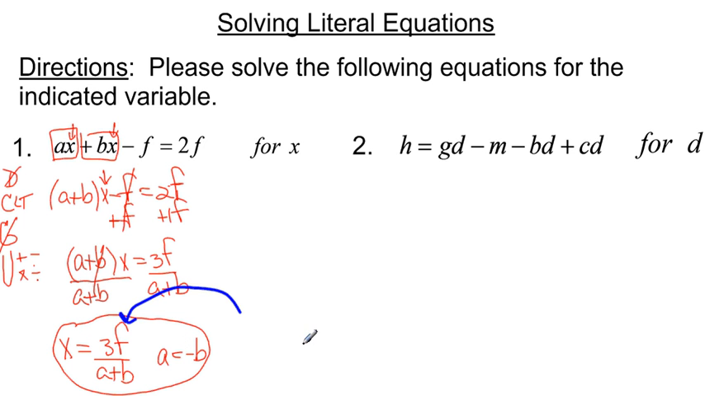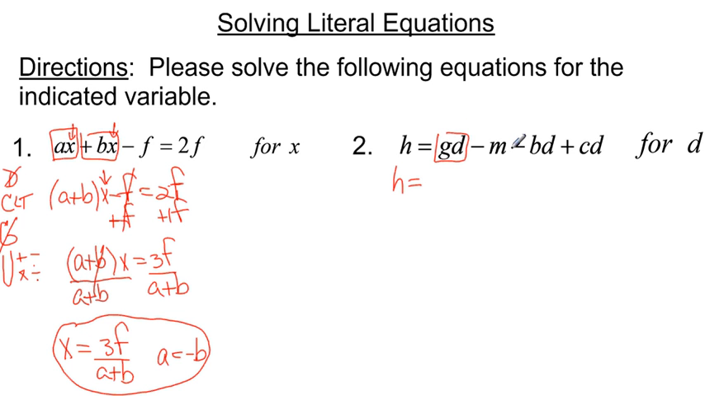Okay. Now let's continue on and look at the next problem where we have h equals gd minus m minus bd plus cd. And we're solving for d. If we notice here, we've actually got three terms that have d with them. And one time it's a minus, and one time it's a plus. So we need to be extra careful when we do the collection of like terms there. Okay? So let's see. Is there anything to distribute? No. So I'm going to collect like terms now.